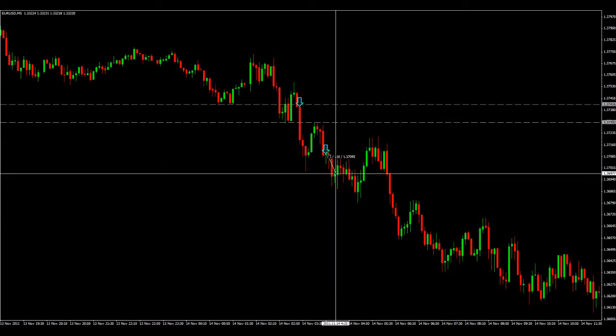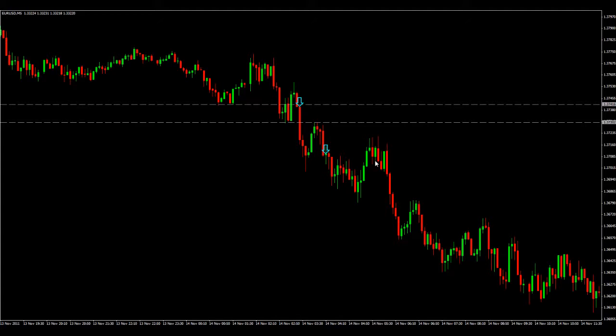So that would have been about a 12 pip win, so that was pretty good right there. I can live with that. Any wins are better than a loss. And I'll go ahead and add the next support level.